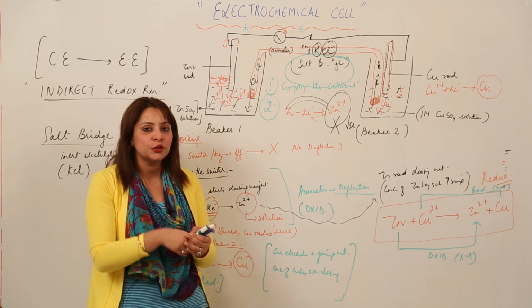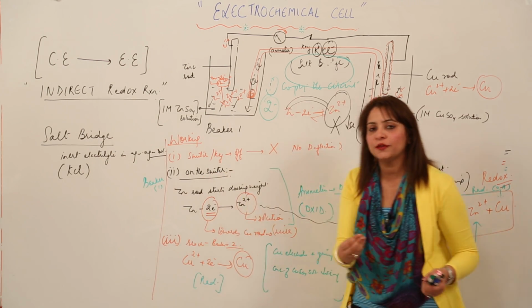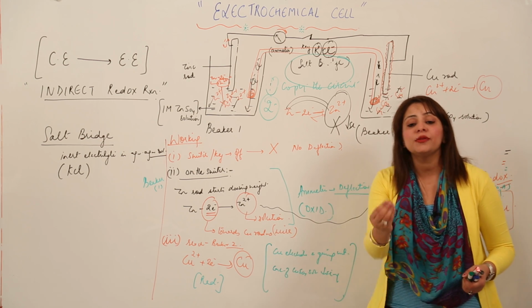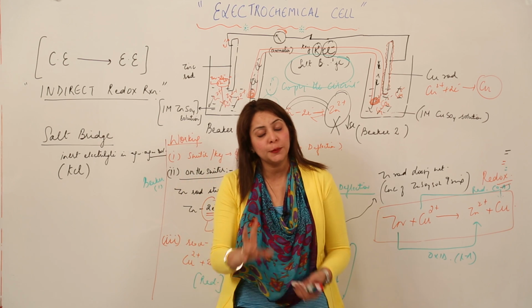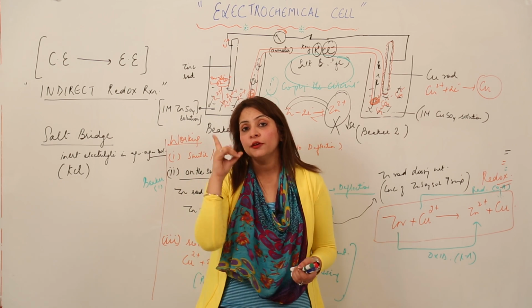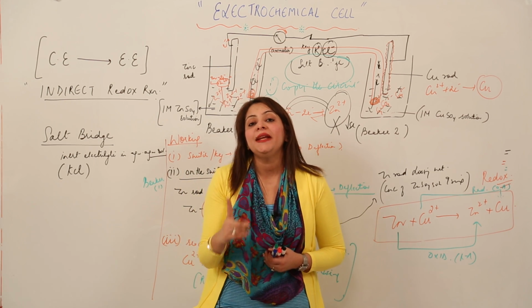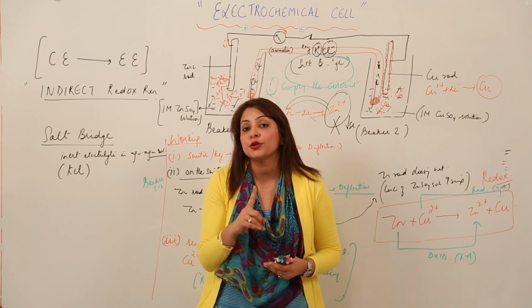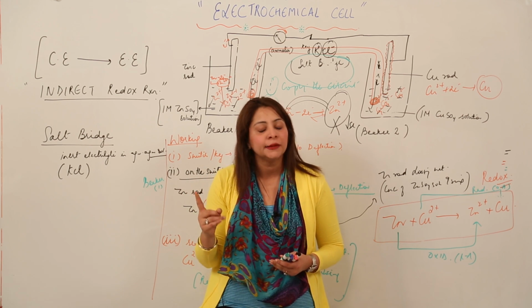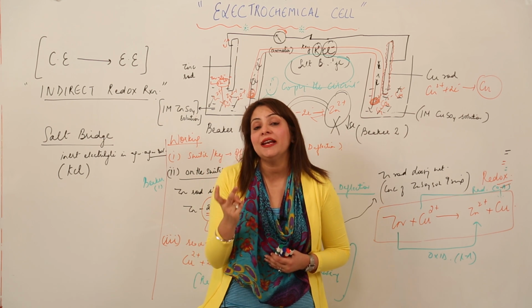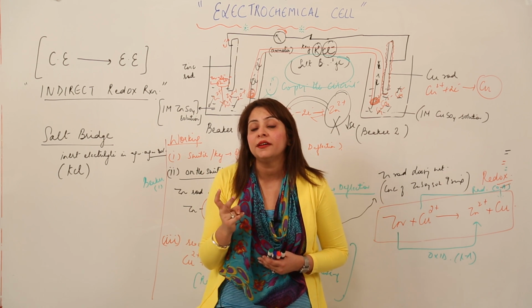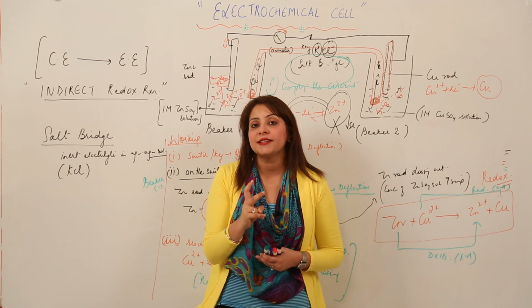Again, in a short recap I'll repeat the functions of the salt bridge. What you need to write, just write in your copy as I am dictating. The first function is that it completes the circuit by connecting the solutions of the two beakers, right. Second, it maintains the neutrality of the two solutions in the beakers. How does it maintain the neutrality?